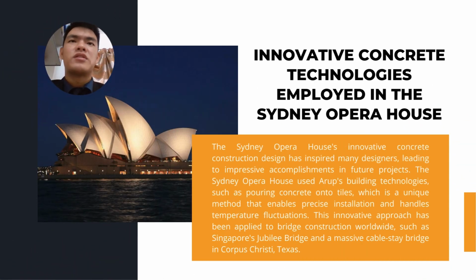So, 6.2 is the innovative concrete technologies employed in the Sydney Opera House. The Sydney Opera House's innovative concrete construction design has inspired many designers, leading to impressive accomplishments in future projects. The Sydney Opera House uses technology such as pouring concrete onto tiles, which is a unique method that enables precise installation and handles temperature fluctuations. This innovative approach has been applied to bridge construction worldwide, such as Singapore's Jurong Beach Bridge and a massive cable-stayed bridge in Corpus Christi, Texas.